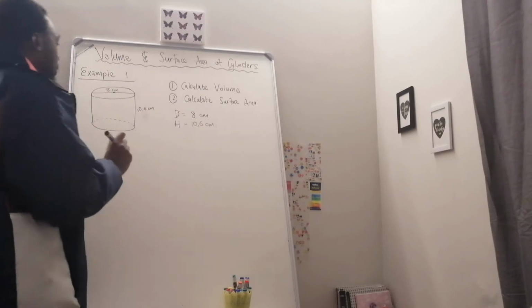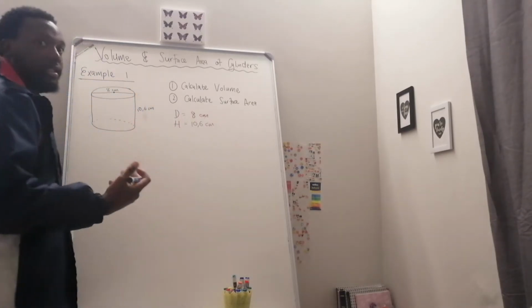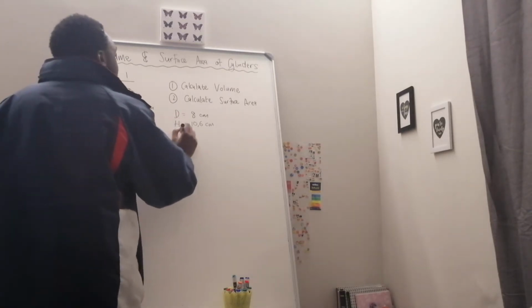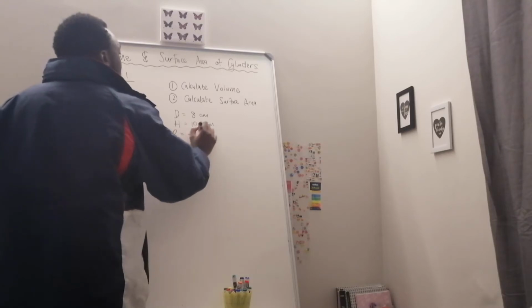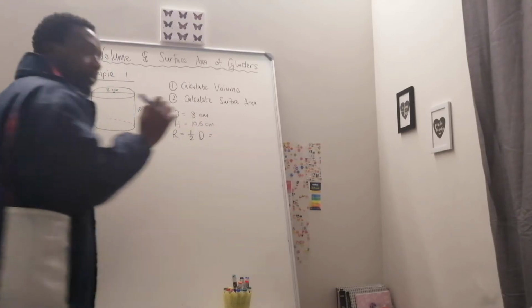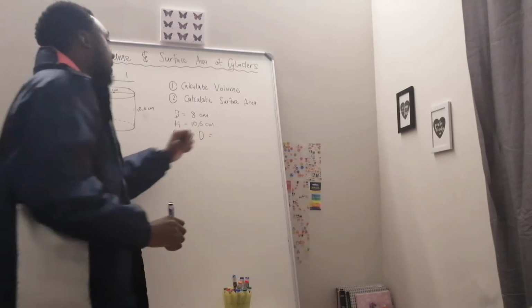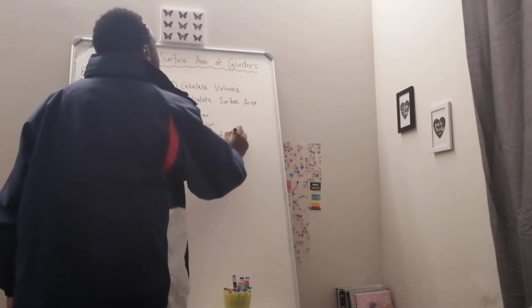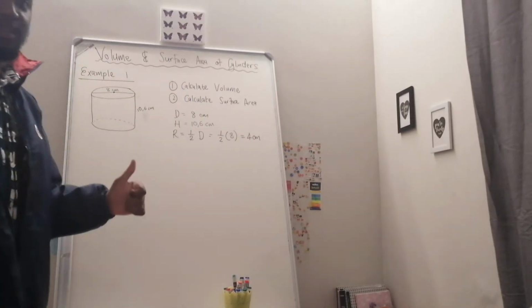Before we start with volume, we need to change this diameter into a radius. How do you find radius from diameter? Radius is equal to half of the diameter. So I just need to take half of the diameter and that will be the radius. What is half of 8? That is just 4 centimeters. So that is my radius.